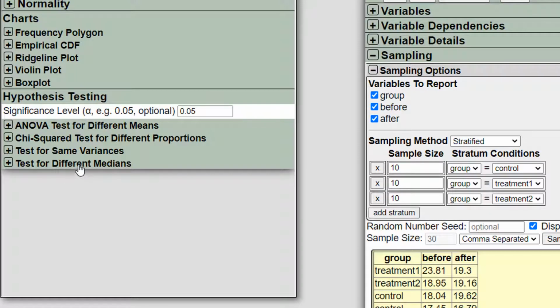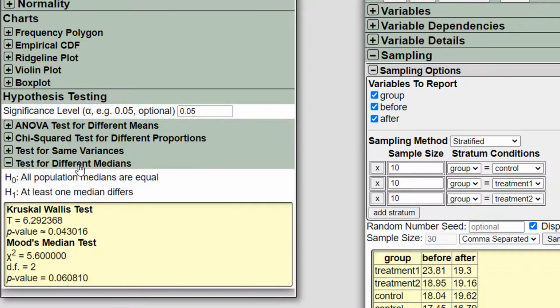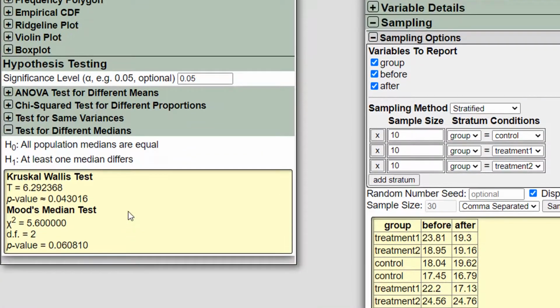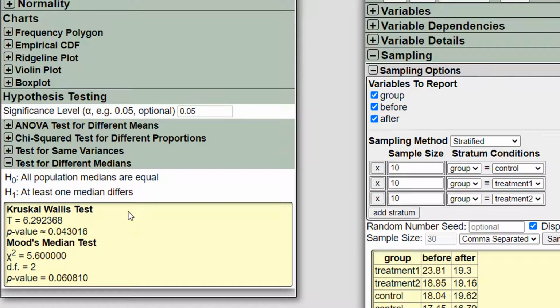The test for different medians is the non-parametric test. And the null is that all population medians are equal. The alternative is that at least one of the medians differs. Very similar to the ANOVA test for the difference of means, right? If the test finds a significant difference, it doesn't tell you which of the groups has a significantly different median. It just says one of them is.